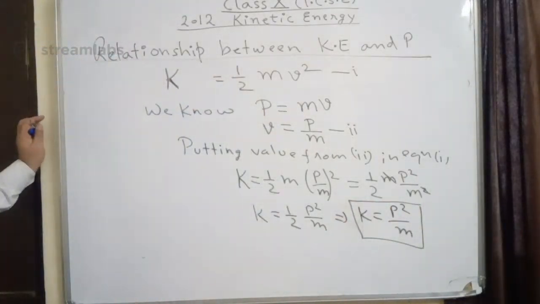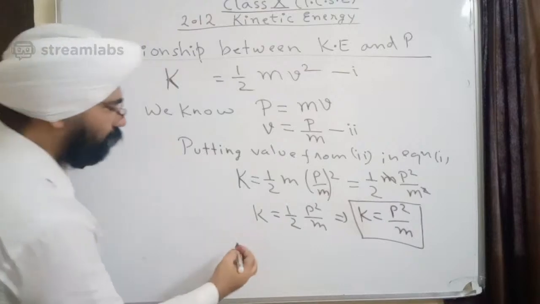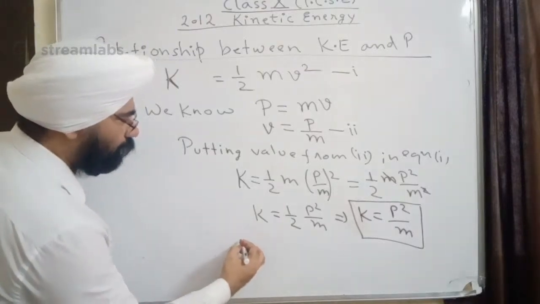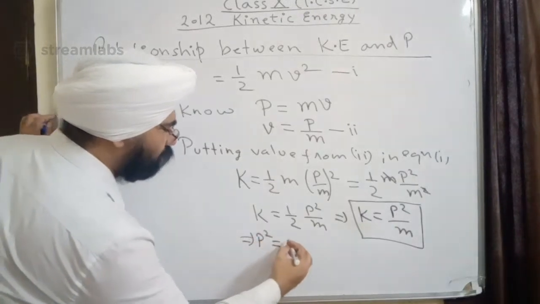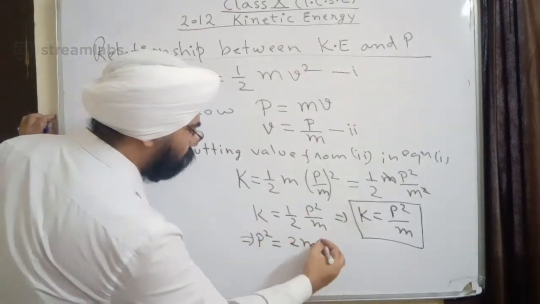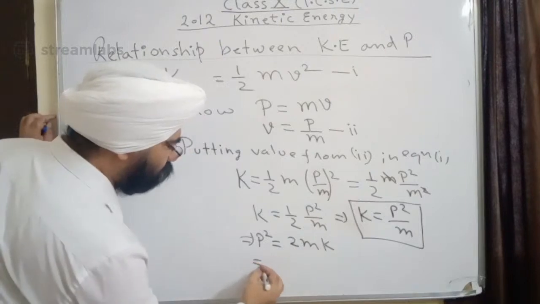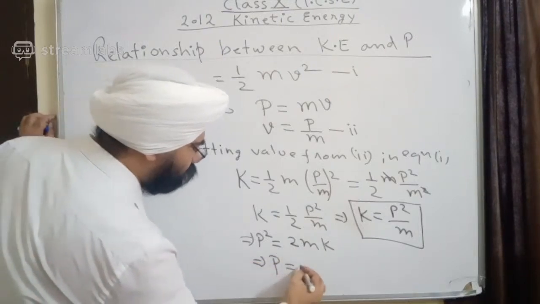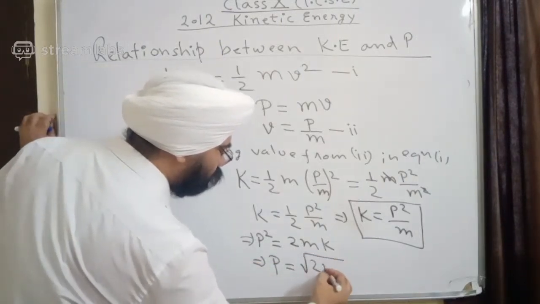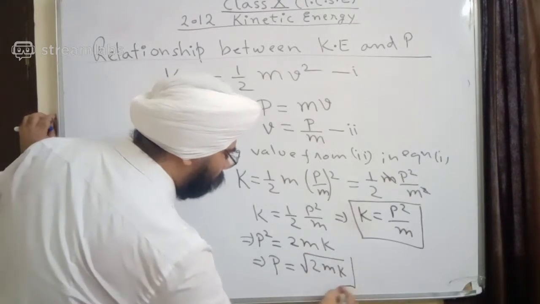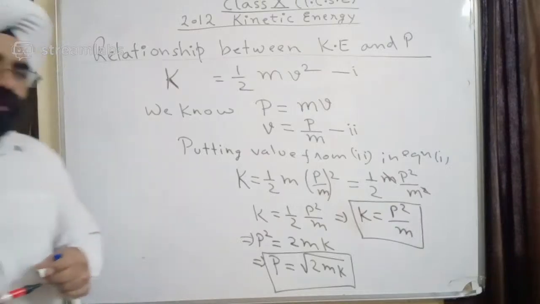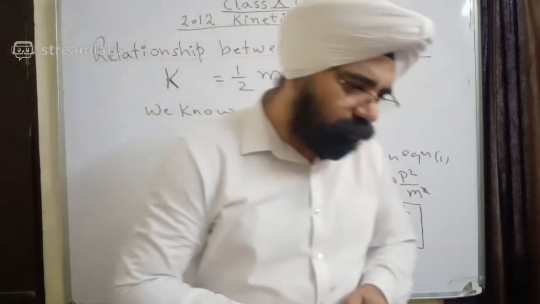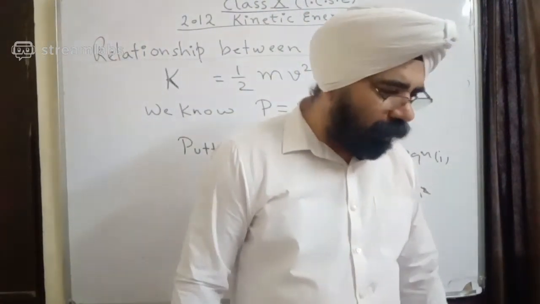Now what we do, we cross multiply it. When I cross multiply it, it becomes p square is equal to 2mk, which implies that p is equal to root 2mk. This is my second expression. So we'll have to remember these two expressions. Very nice. P is equal to under root 2mk.